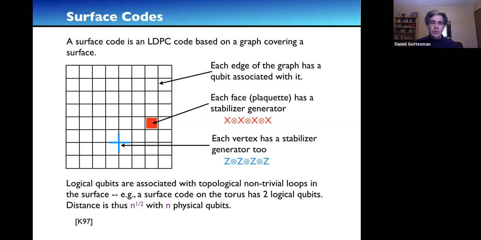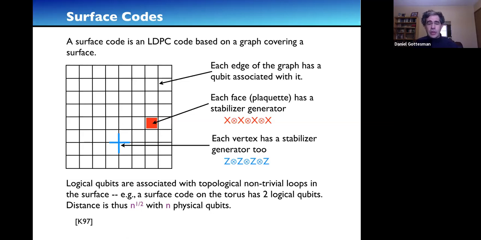And then the stabilizer generators, the constraints for this LDPC code, are based on the plaquettes, the squares, the two-dimensional faces of this lattice, and on the vertices. And they're different kinds. So each face has a constraint X, X, X, X. And what that means is that the code word state has to be a +1 eigenstate of X, X, X, X around this plaquette. And each vertex has a stabilizer generator Z, Z, Z, Z for the 4 edges touching that vertex. Those constraints for all the vertices and all the plaquettes of this lattice define the code. The code is the set of all states that satisfy all of these constraints.